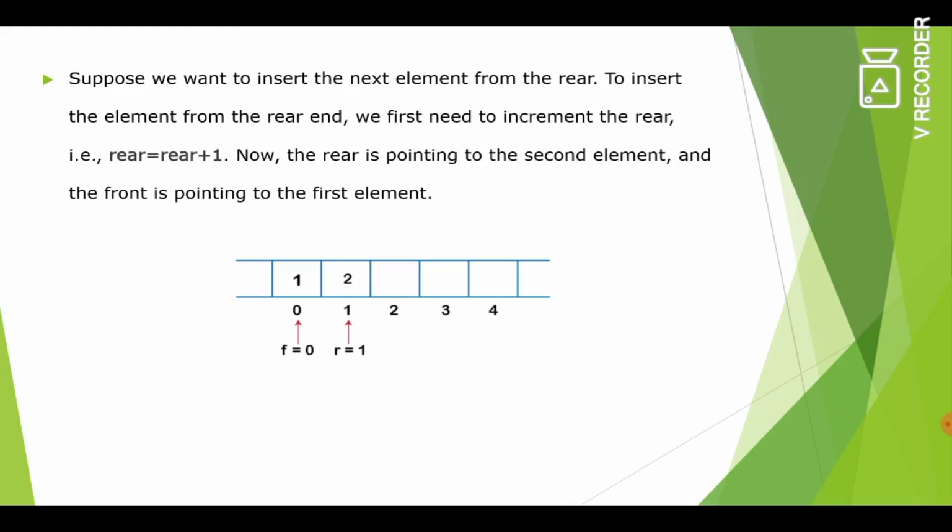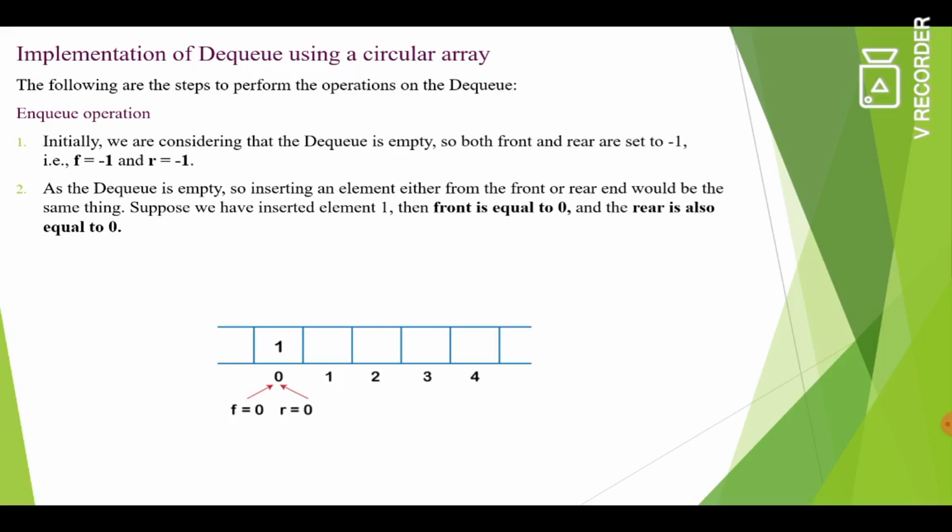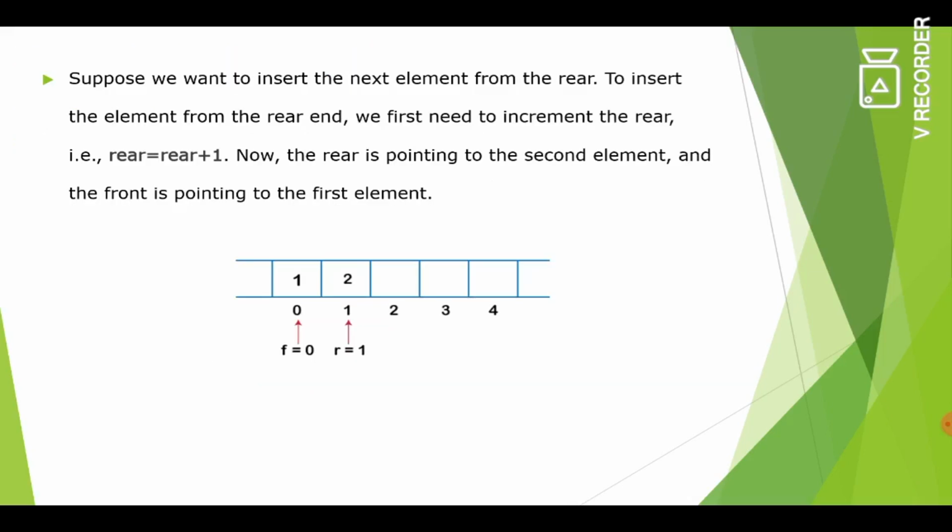So this is our next example. Suppose we want to insert the next element from the rear end. As usual for the insertion you have to increment the rear pointer by 1. So initially rear equal to 0. It is incremented by 1. So now rear equal to 1. That is, it is pointing to the second element. After incrementing the rear pointer, the element is stored at that position. Now front is pointing to the first element.